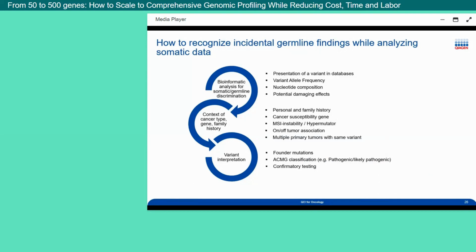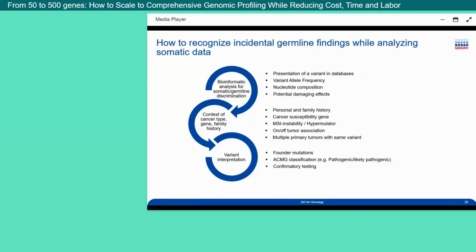The identification of incidental findings during tumor profiling is quite complex, making it even more challenging to meet your turnaround times. Bioinformatic tools can computationally predict whether a certain variant is germline in origin. The prediction is based on several factors, such as allele frequency, population frequency, nucleotide composition, potentially damaging effects, and the presence of a variant in a database.